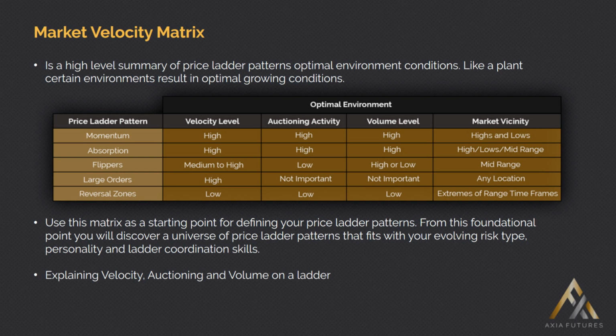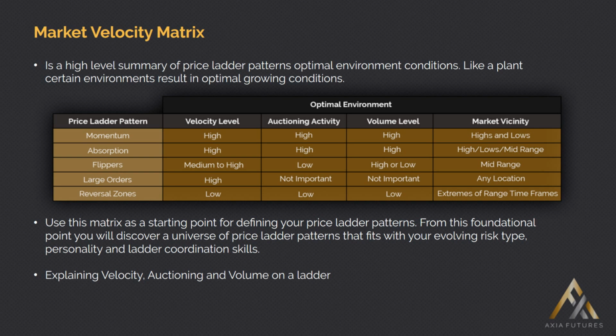But if you start with this matrix, your brain and your mind has the ability to compartmentalize and order what type of patterns and what type of environments are optimized, and therefore what type of trading strategies to deploy. So it's a high level summary of price ladder patterns and optimal environmental conditions. Like a plant, certain environments result in optimal growing conditions. You know, your water lilies can't grow in the desert. Your cacti plants don't need a rainforest to grow.